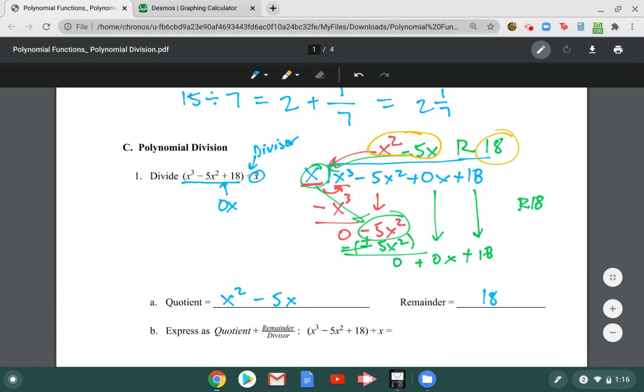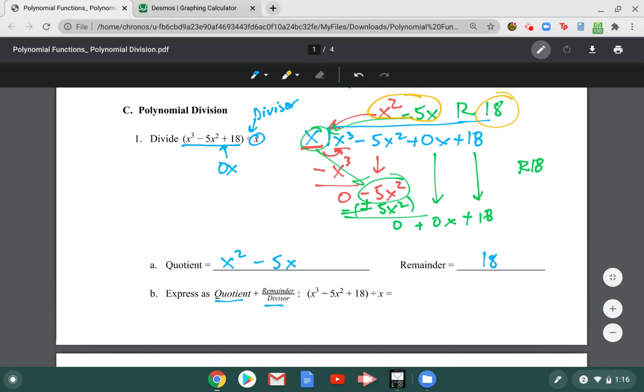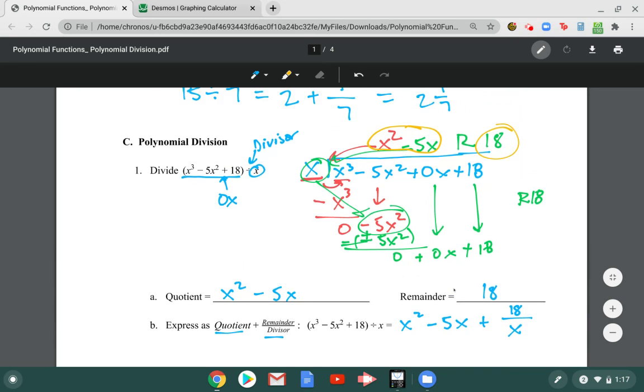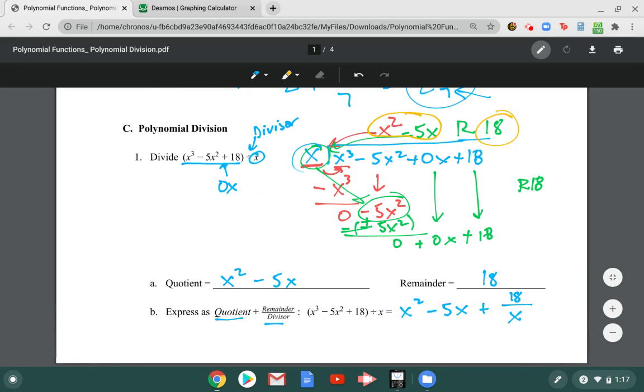And now I want to write it in the form quotient plus remainder over divisor. I know that this is going to be equivalent to the original division problem. So I'm going to write my quotient, x squared minus 5x, plus remainder, 18, over divisor, which is x. If I look at this 2 1/7, notice how I've got that 7 that still needed to divide into the 1. It just wouldn't go. Same thing over here. I had an x that needed to divide into the 18. It just wouldn't go. So this is that form, quotient plus remainder over divisor.